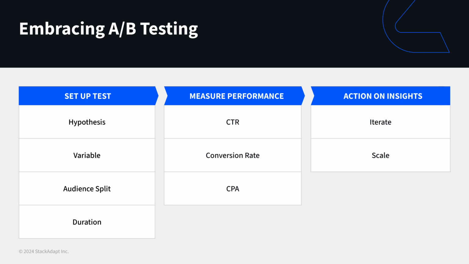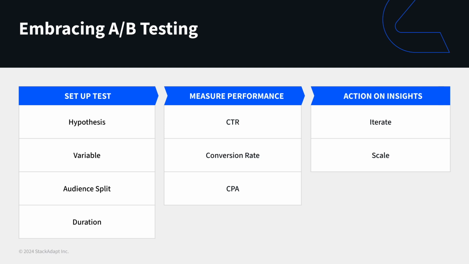Next, we'll talk about variables. In A/B testing, it's crucial to change only one element at a time. This could be anything from the CTA image, headline, or even the bidding strategy. This way, you can accurately measure the impact of that specific change.